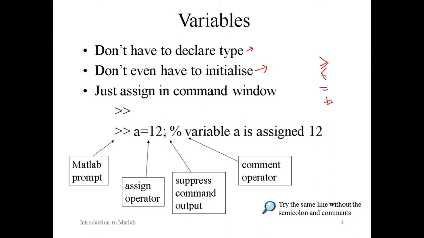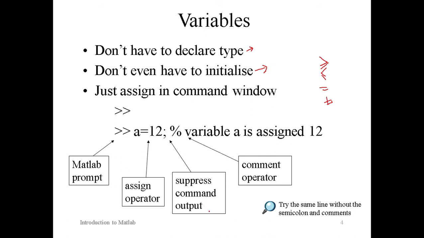Now the semicolon is there. The semicolon is used to suppress the command output. It means whenever I am writing a MATLAB program and I want to suppress the output, I have to put a semicolon at the end of the row. So when you press enter, your command window will not show you the output. Up till now you just have to remember that whenever we use a semicolon it will suppress the command output.